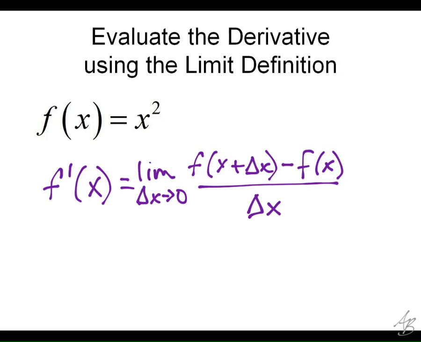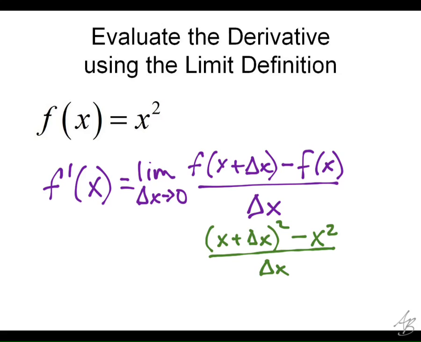And so what we're going to do is use f of x equals x squared here to simplify this. So instead of f of x plus delta x, what are we going to have? We get rid of the f. It's going to be x plus delta x squared. So what we're doing is putting x plus delta x in for x here. Does that make sense? Okay, minus f of x, which is x squared, all over delta x.